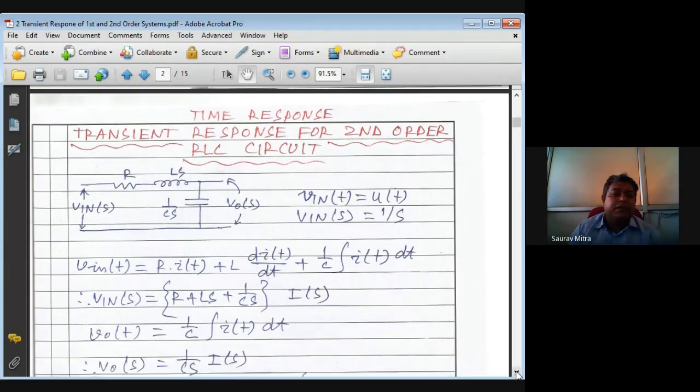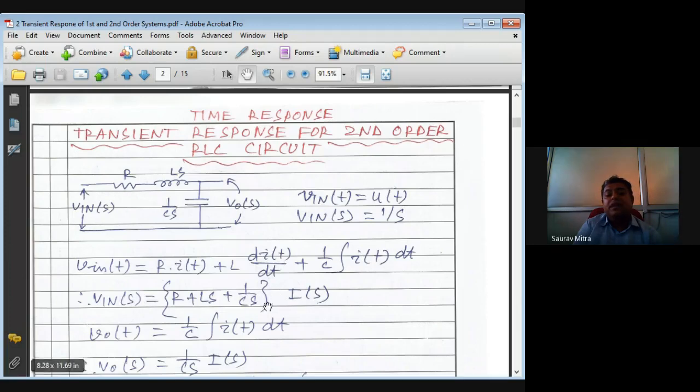This is a little complex but fundamentally the same. Again, you can check that the output is taken across a capacitor. So C has become 1 by CS, L has become LS, and this is R. So what is V input? It is R plus LS plus 1 by CS, into I(S).